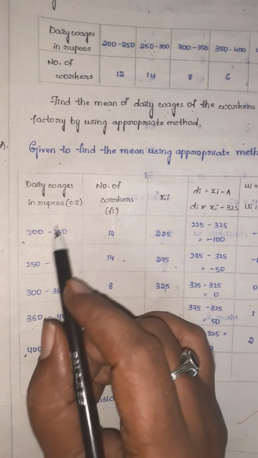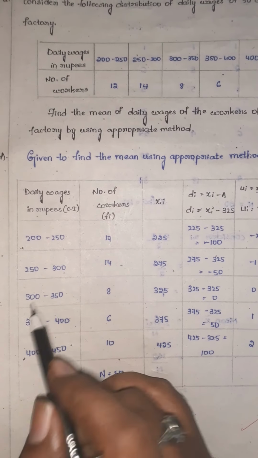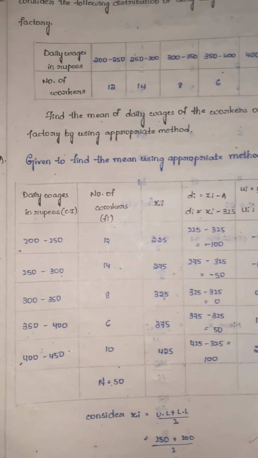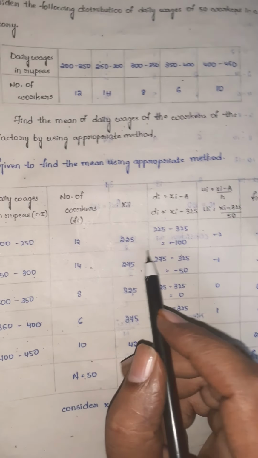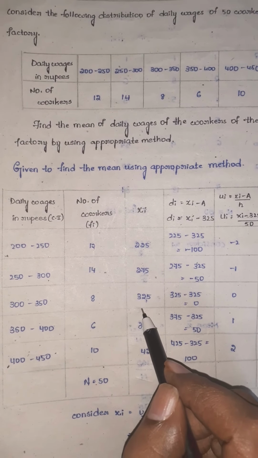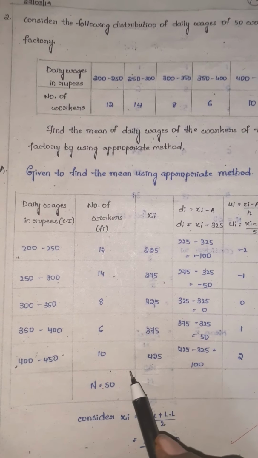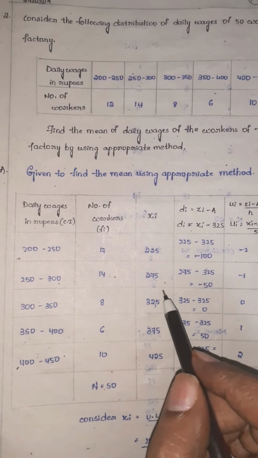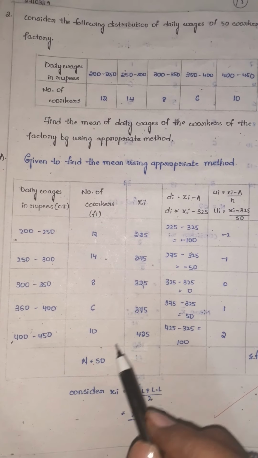So here the class size is also the same. 250 minus 200 is 50. Here also 50, here also 50, if you do upper limit minus lower limit. So you can add 50 to the resultant value. 225 plus 50 is 275, plus 50 is 325, plus 50 is 375, plus 50 is 425. Otherwise you can use this formula for the second row, third row, fourth row, fifth row.